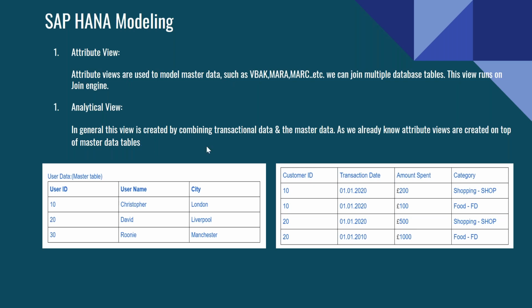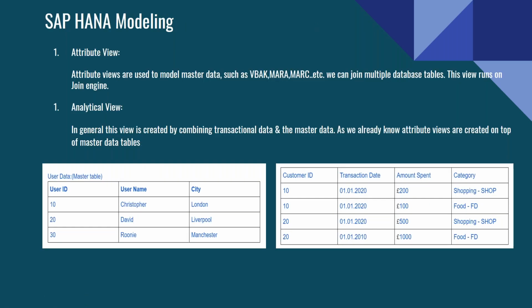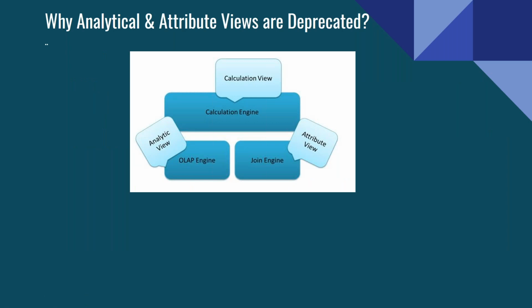Now we'll go a little deeper. So you must be asking why these attribute views and analytical views are deprecated. The reason is, if you remember our HANA architecture, we have different types of engines to take care of specific tasks. This is part of the HANA architecture. We have a calculation engine, OLAP engine, and join engine. As you can see in the diagram, the analytical views run on the OLAP engine, which is the part of the architecture that takes care of executing the analytical view.